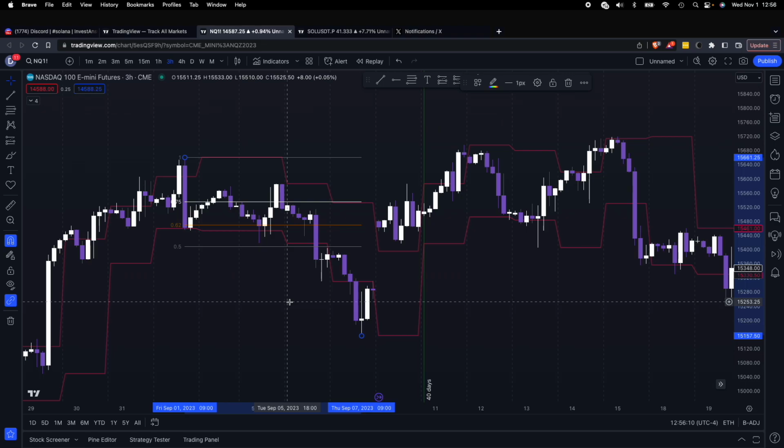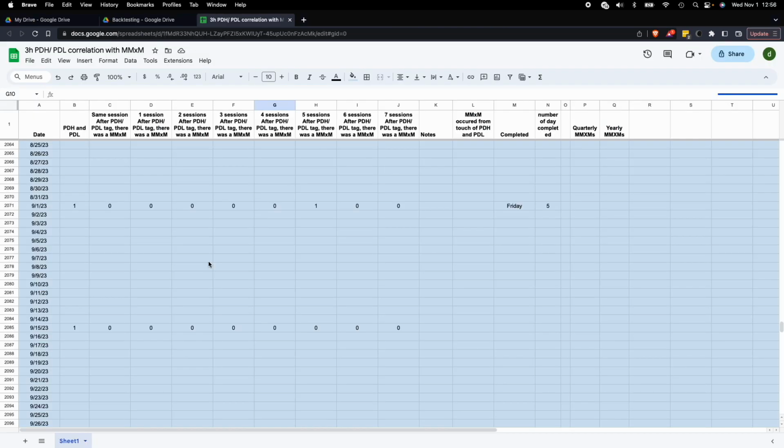Now let's go over and I'll give you a quick rundown of how I laid out this Excel sheet. Okay, so we're over in Google Sheets now. I believe that was September 1st that we were looking at, and you can see how I counted it. The first column is previous day high, previous day low, and I just chose binary here. If it's a 1, it counts. If it's a 0, it doesn't count.